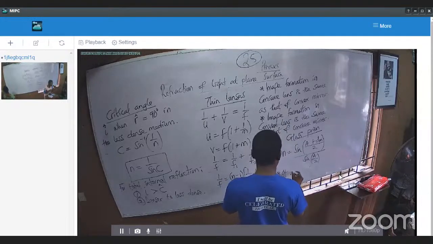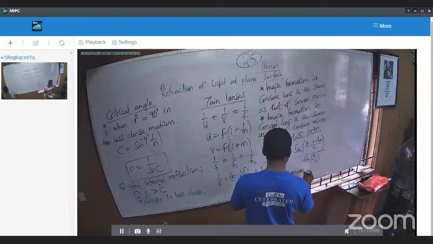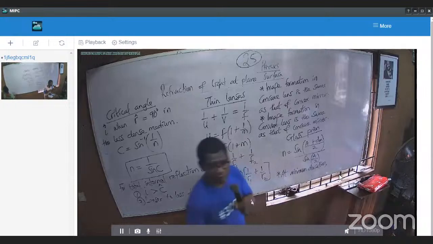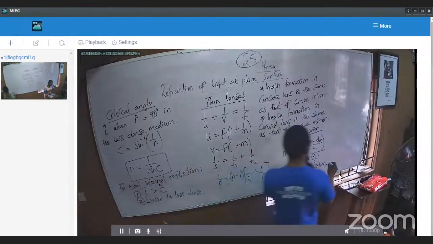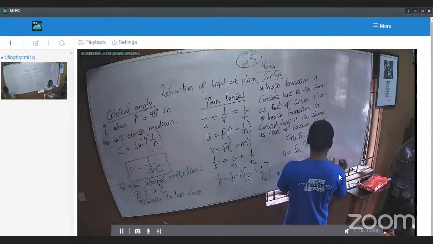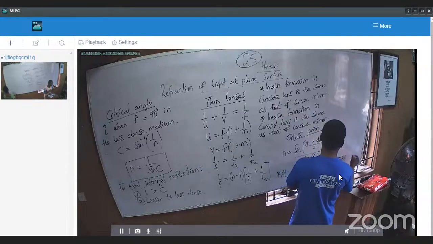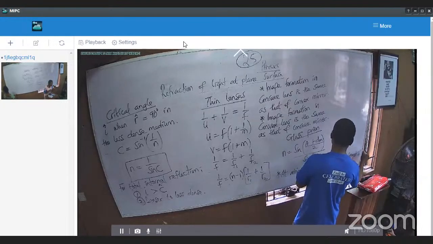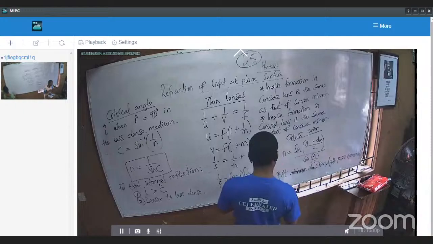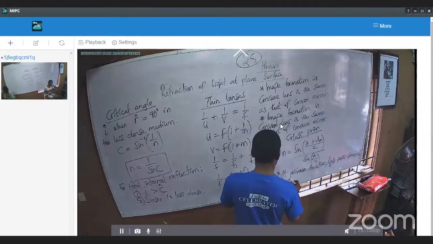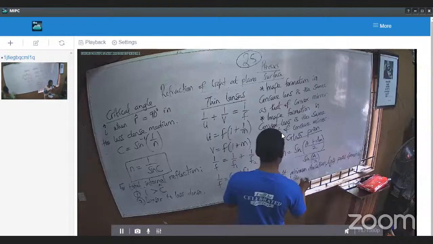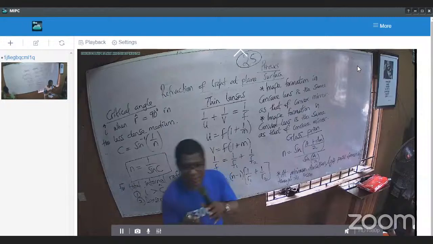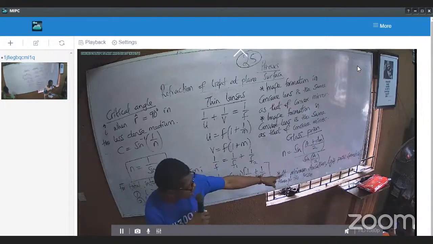At minimum deviation, what happened? At minimum deviation, something happened in a prism. What's that? Light passes symmetrically through the prism. At minimum deviation, light passes symmetrically through the prism.